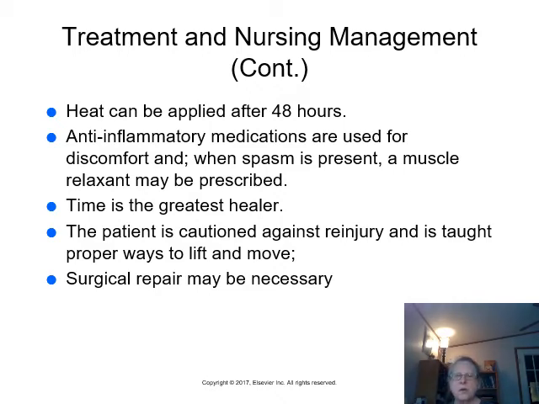The patient is cautioned again against re-injuring it. This area is going to be tender and more susceptible to additional injuries. And if there is continuing injury, or perhaps the area did not heal correctly, the doctor may require surgery to repair it correctly.